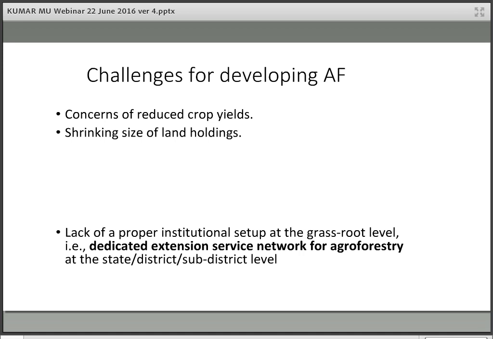Shrinking holding size is yet another important constraint in the context of agroforestry in India. The average holding size in India is 1.16 hectares, which is much lower than many other states. With such small holding size and further fragmentation, primarily because of the huge population pressure, undertaking large scale tree planting could be a challenge. So appropriate tree ideotypes which can be grown on small holdings in association with agricultural food crops need to be developed by the research and extension systems.